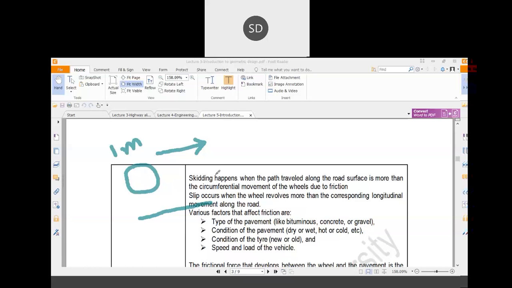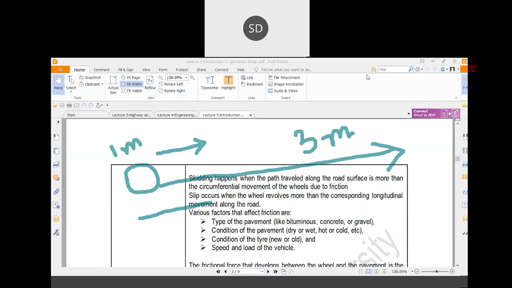Now think of a situation. The periphery of this tire is 1 meter, but whenever you apply the brake after running at a higher speed, the horizontal distance covered is, suppose, 3 meters. So what happens here? The path traveled along the road surface is more than the circumferential movement of the wheel. This is basically called skidding.